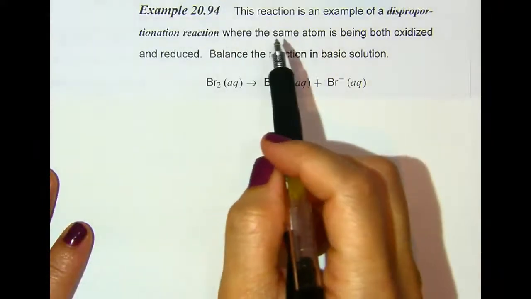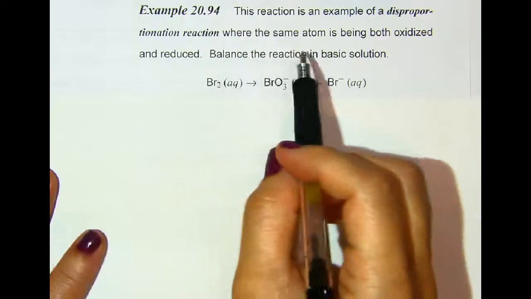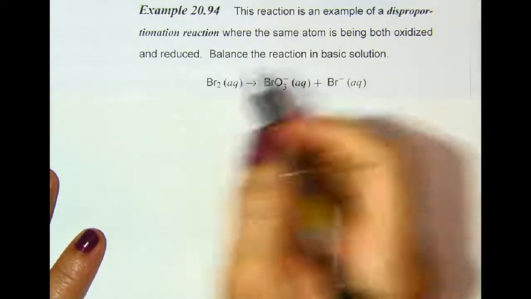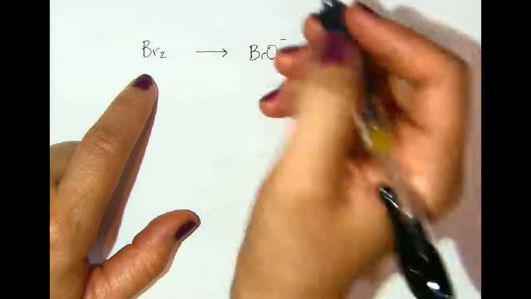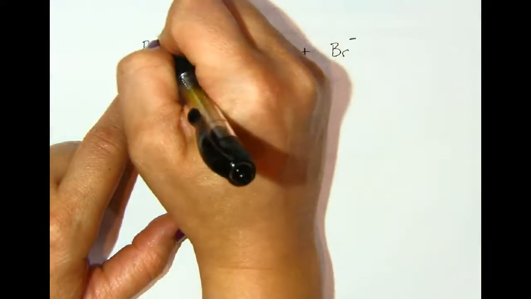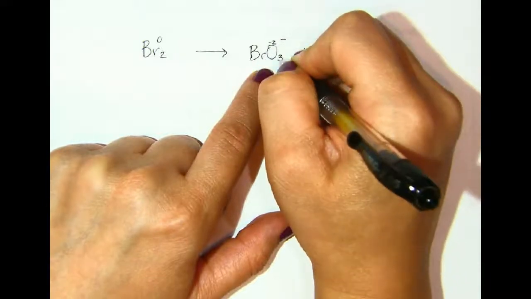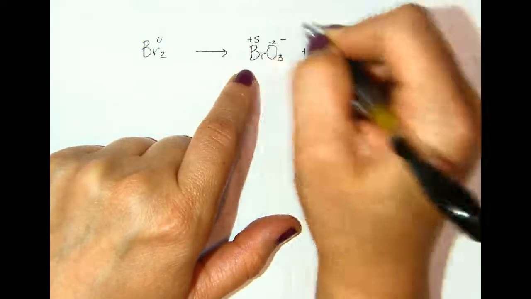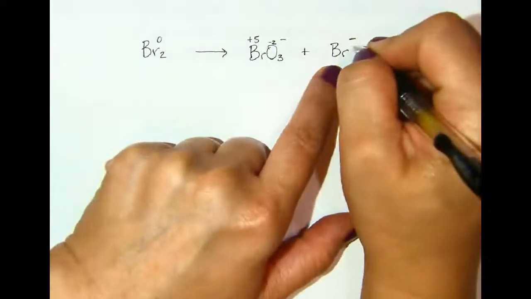Example 20.94, this reaction is an example of a disproportionation reaction where the same atom is being oxidized and reduced. We're going to balance it in basic solution. First, we'll assign the oxidation states. This is going to be neutral. This is going to be negative 2 times 3 is negative 6, which makes this a positive 5. Positive 5, negative 6, make that negative 1. And this is a negative 1.